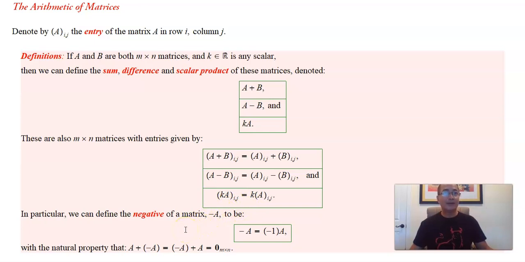Similarly, in particular, if you want the negative of a matrix, negative A, you can define it to be negative 1 times A. So you multiply every entry in A by negative 1. So of course, we talked about matrix addition here. What happens when you add A to negative A? You will of course get all zeros. So you will get the 0 m by n matrix.